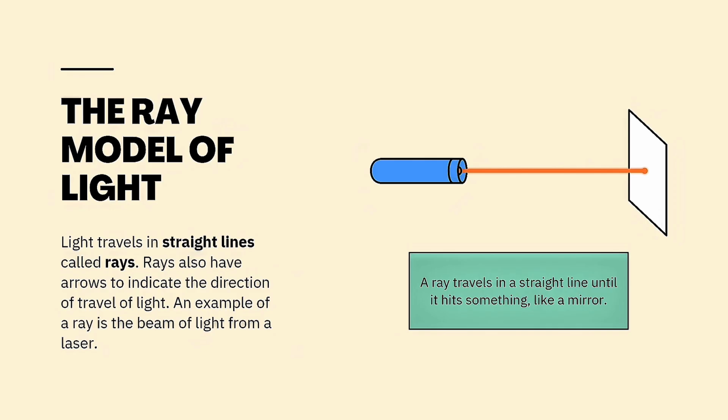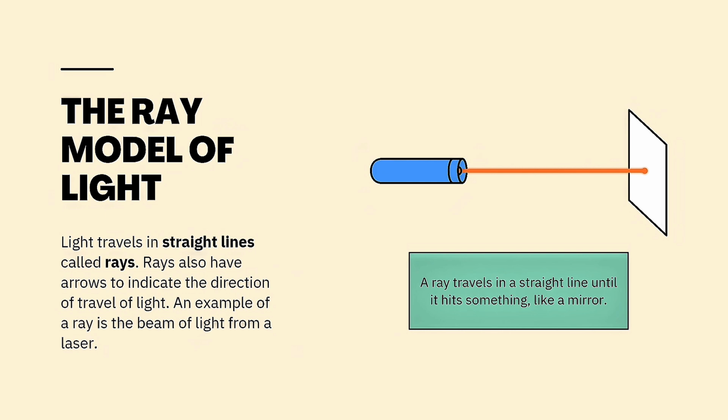The ray model of light explains that light travels in straight lines. These straight paths are called rays. Rays are usually shown as straight lines with arrows. The arrows show the direction in which the light travels. A very common example of a ray is the beam of light from a laser pointer. If you use a laser in a dark room, you can notice that the light travels in a straight path. Light continues to move in a straight line until it hits an object like a wall, mirror, or glass.